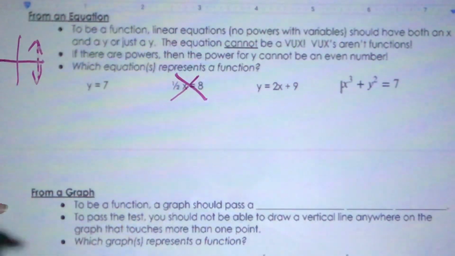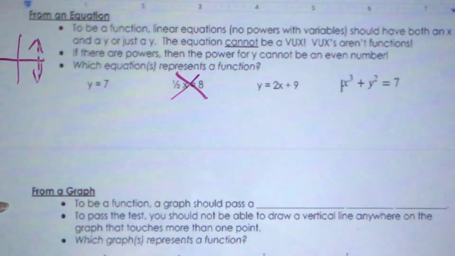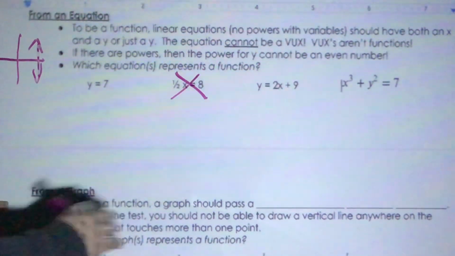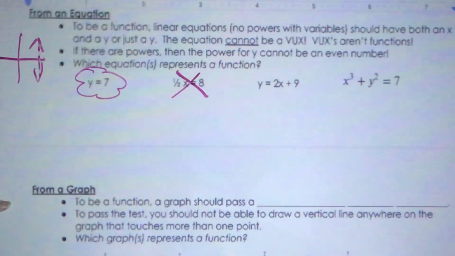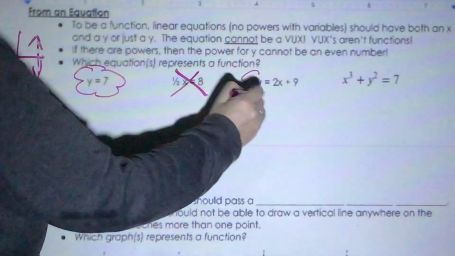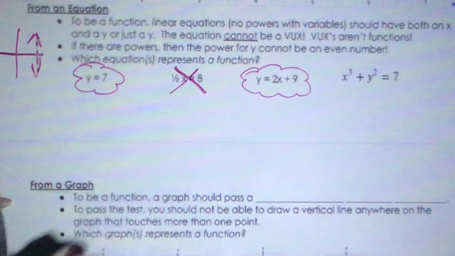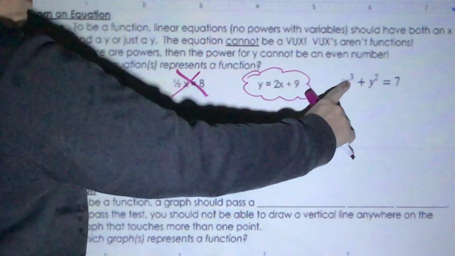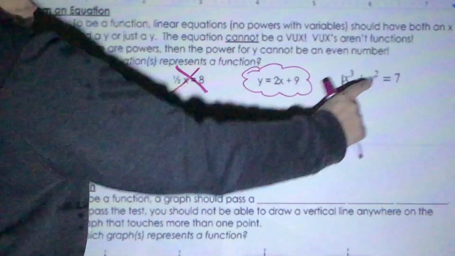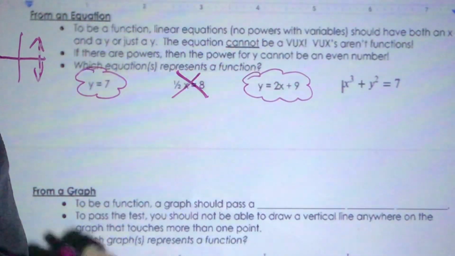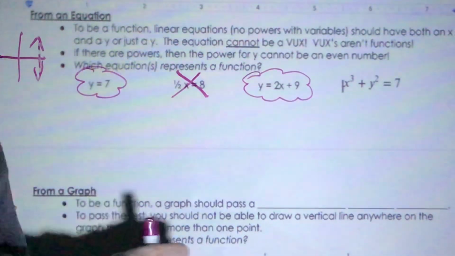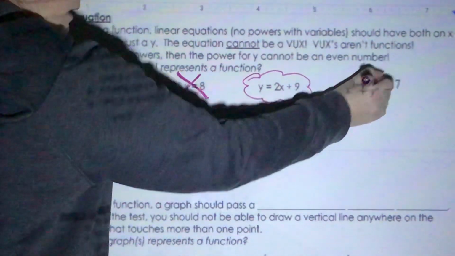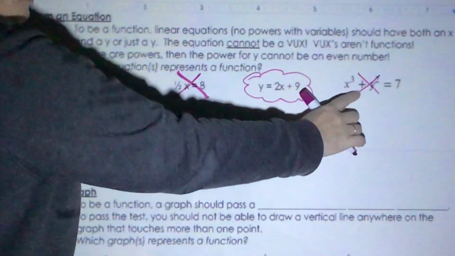All the other equations that you've graphed this year are linear equations, and all the equations without powers are functions. So our y equals numbers are, and our y equals mx plus b's are. If you have an equation that has powers with the variables, you want to look at the y. The y cannot be even. If the y is even, then we're going to x it out. We're not going to deal with these this year.